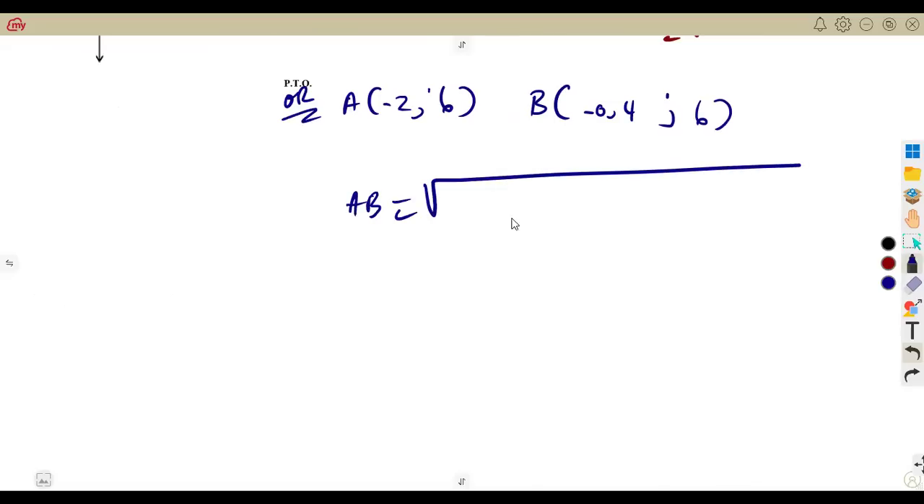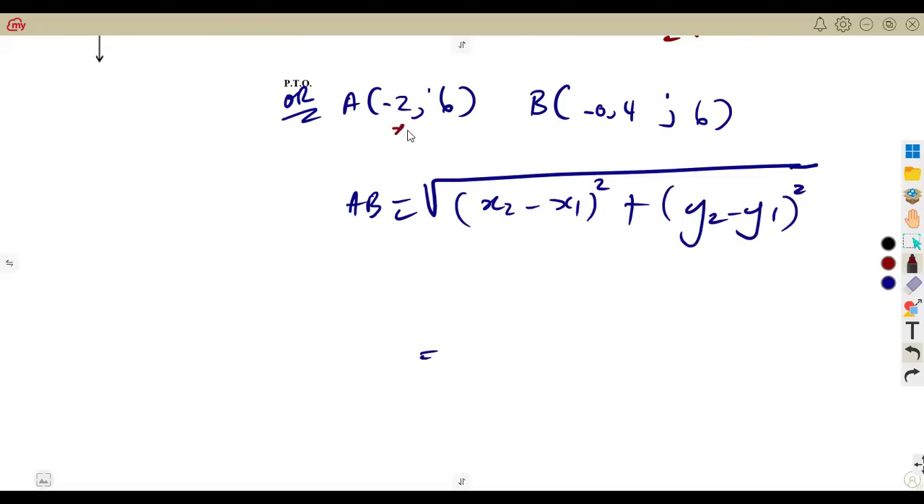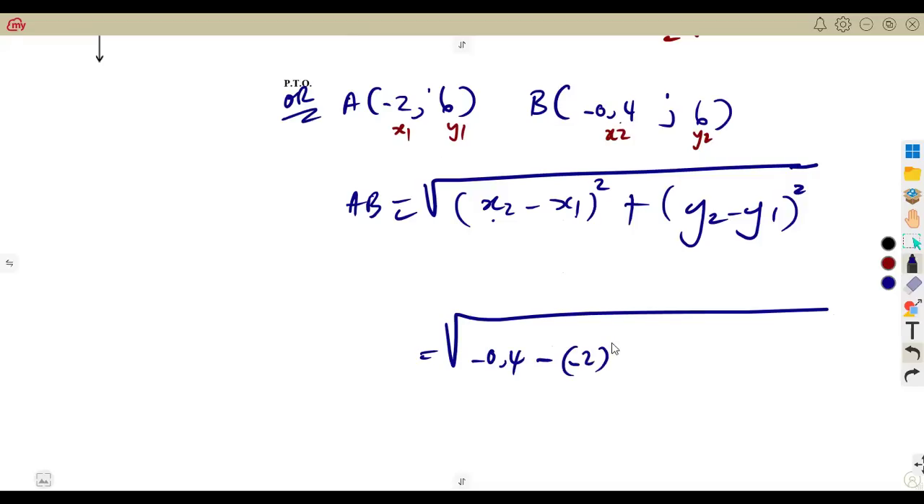The distance of AB is not going to change. It's the square root of x2 minus x1 squared plus y2 minus y1 squared from your distance formula, where this is x1, y1 and this is x2, y2. So you're going to substitute our values there. x2 minus x1, or minus 0.4 minus x1, which is minus 2, so that's minus 2 like this, squared. Plus y2 minus y1. y2 is 6, minus y1, which is also 6. You square this. You are still going to obtain the same answer of 1.6 units.